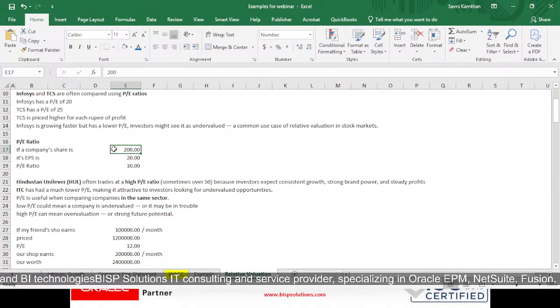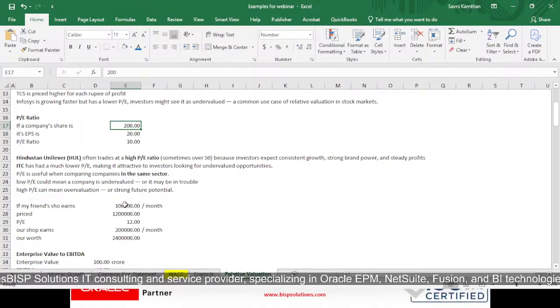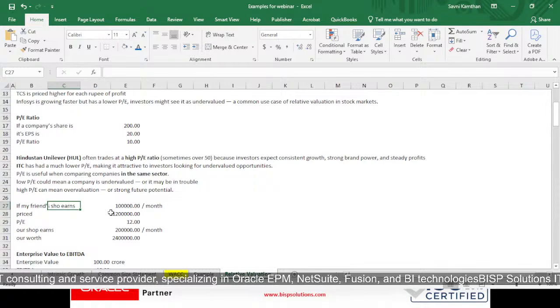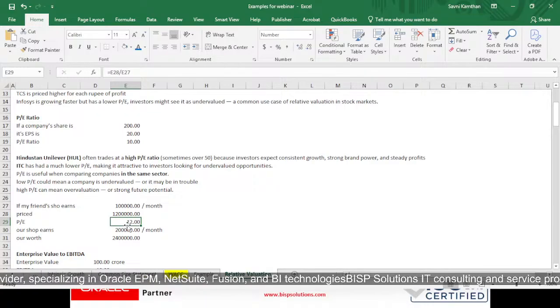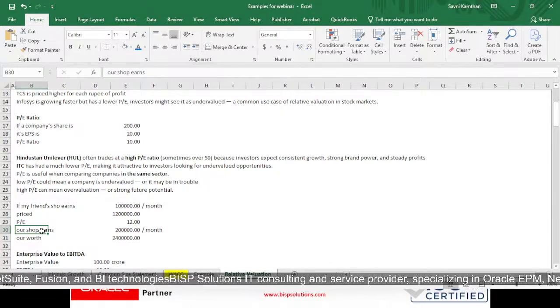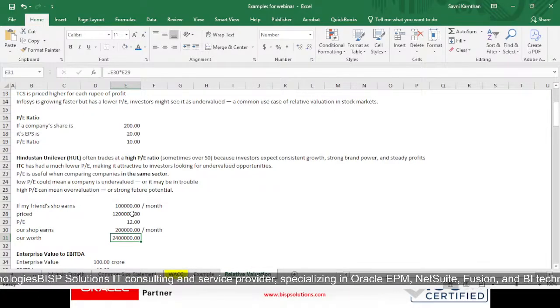If my friend's company is earning around 1 lakh rupees per month and is priced at 12 lakhs, the PE will be 12. So if our shop is earning 2 lakh rupees per month, our worth will be 24 lakh as per the concept over here, right?